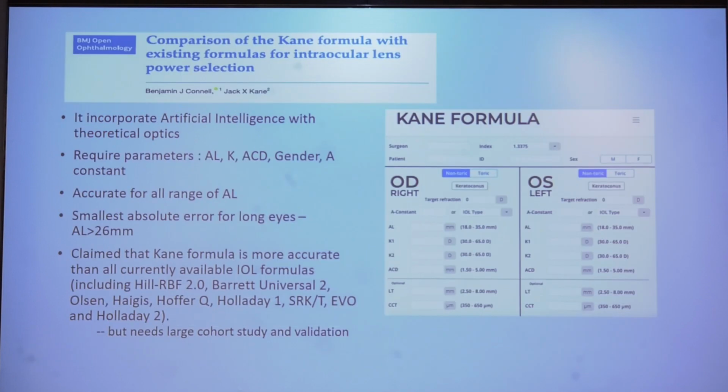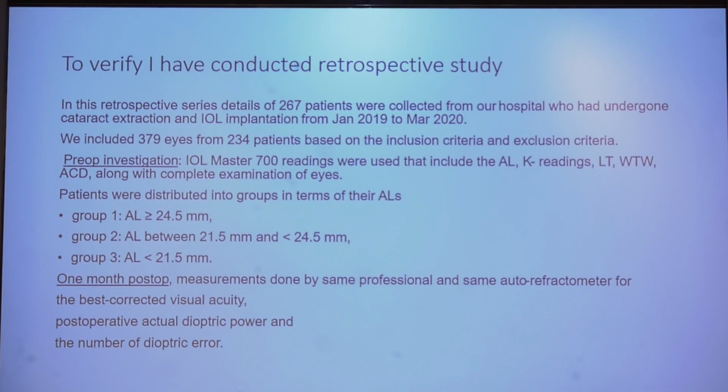Now come to the Kane formula, which is a very common discussion nowadays. It also incorporates an artificial intelligence based formula. It requires parameters of axial length, K, ACD, gender, and A constant. It accurately measures all ranges of axial length, but it needs large cohort study and validation. To verify, I have conducted retrospective studies.